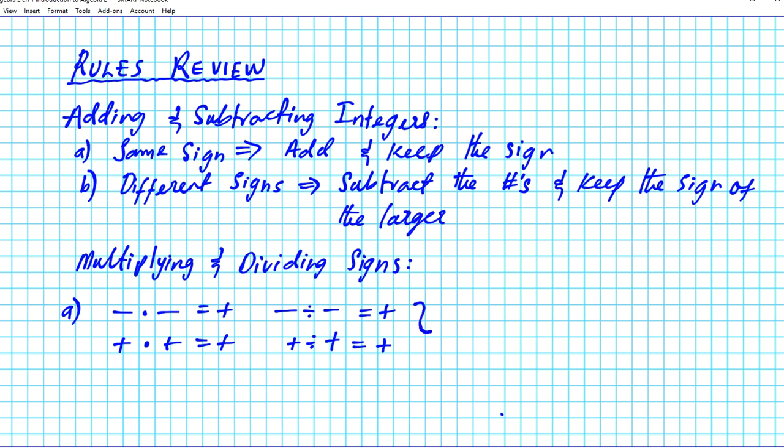So do you see a pattern here? If you examine these pair of operations, what you notice is that when you're multiplying or dividing signs, whenever the signs you're multiplying or dividing are the same, the result is always going to be positive. Okay? So multiplying or dividing the same sign yields a positive result. Okay?